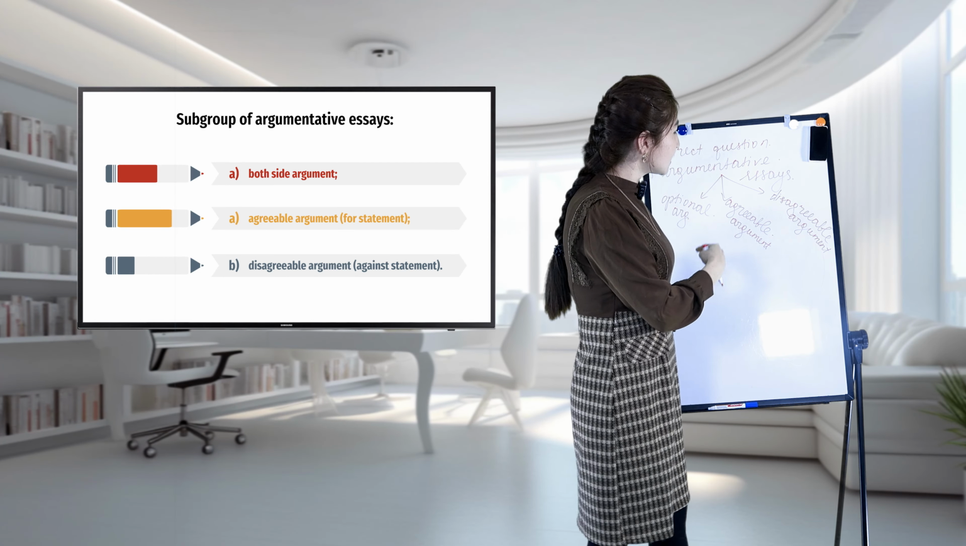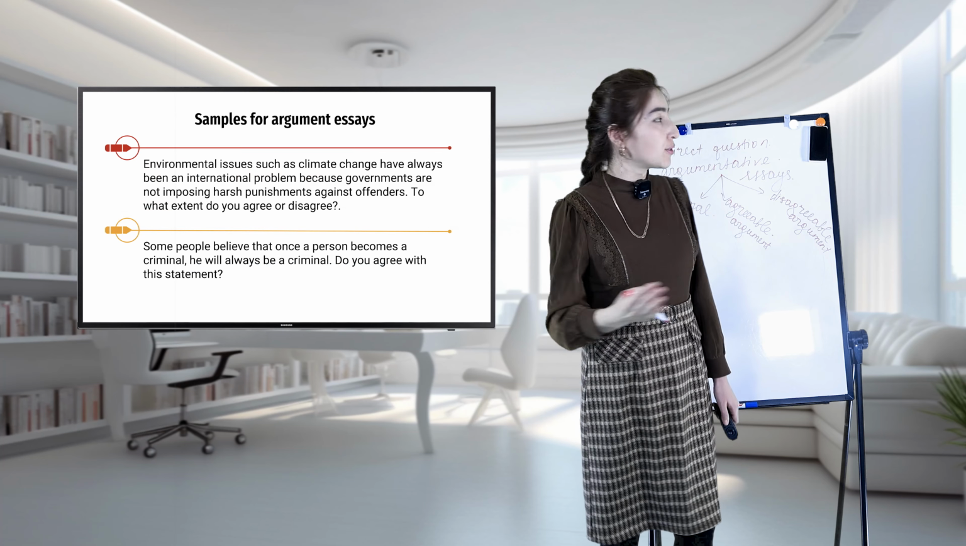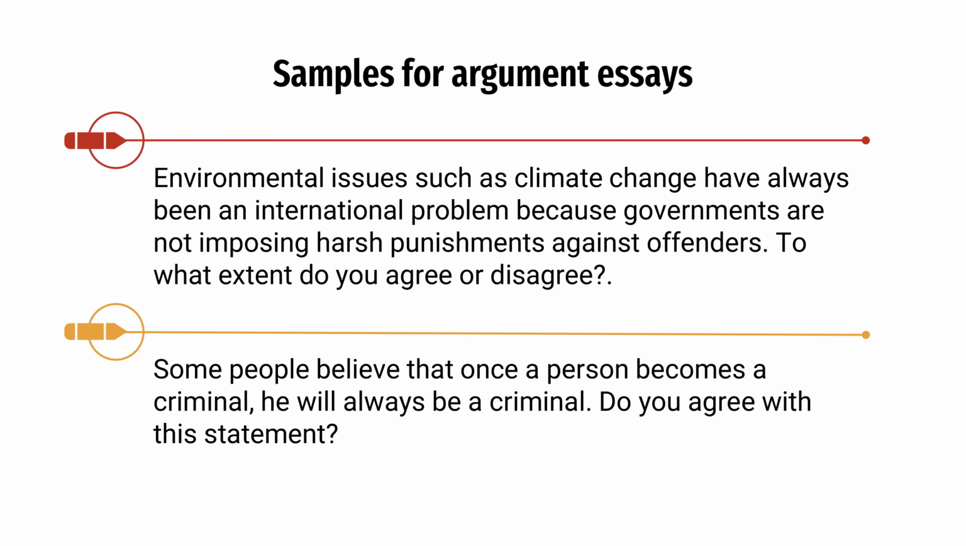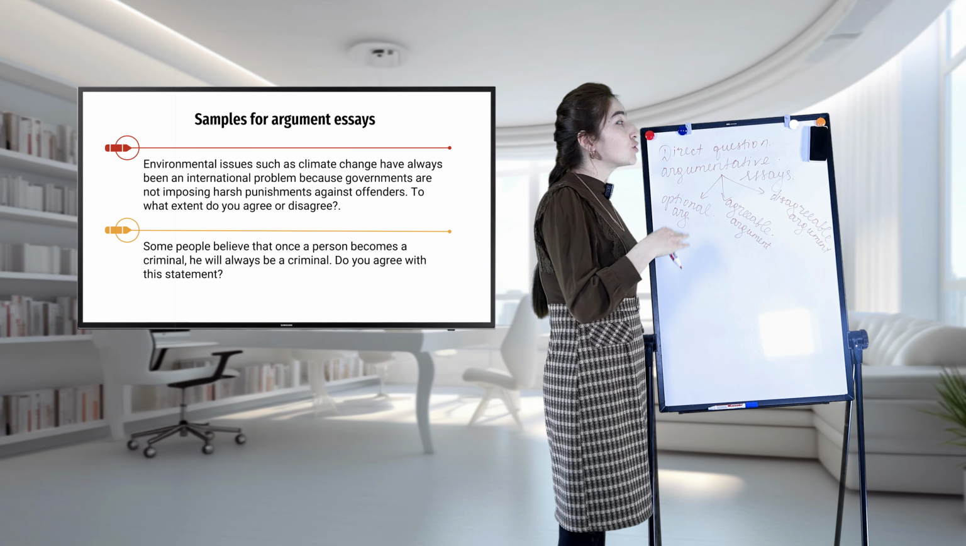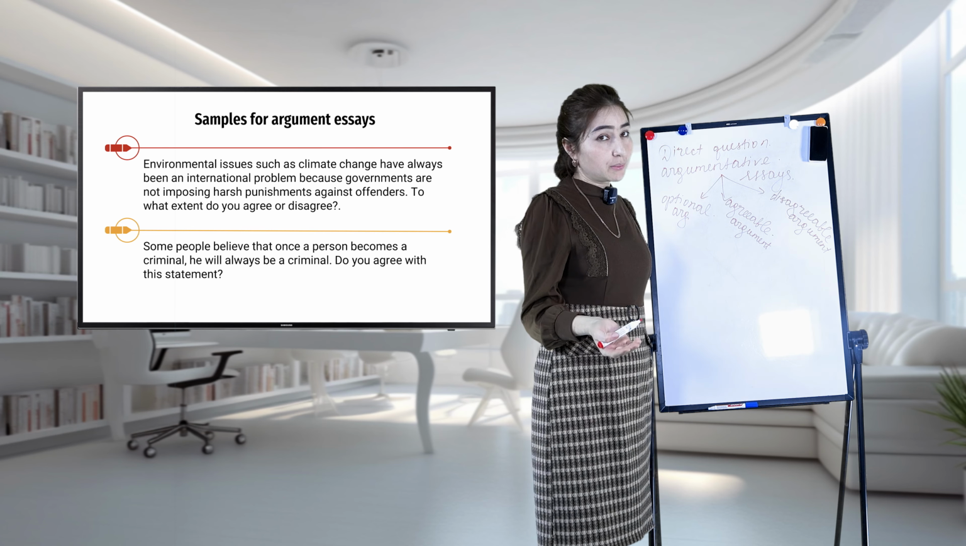Okay, here we will see an example relating to these types of argumentative essay. For example, environmental issues such as climate change have always been an international problem because governments are not imposing harsh punishment against offenders. So to what extent do you agree or disagree? Pay attention, the question is completed with these words. In this case, the writer has to choose their own side. If the writer agrees, he or she can write an agreeable statement, even in the thesis statement. If the writer doesn't agree with this statement, the writer has the right to choose their own side as a disagreeable argument.